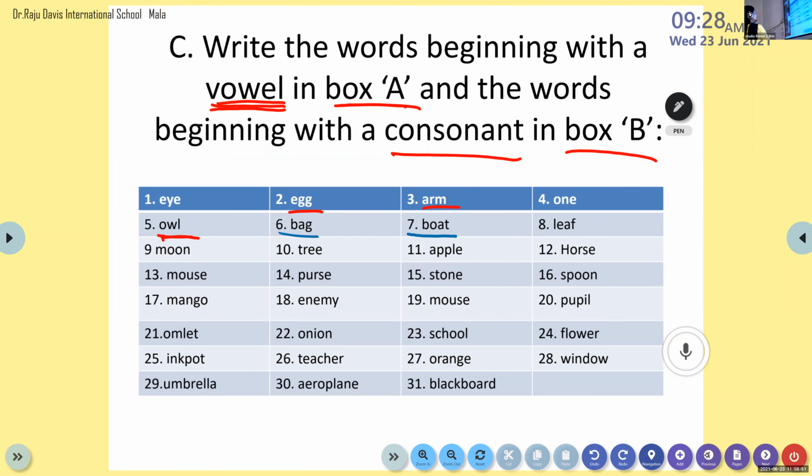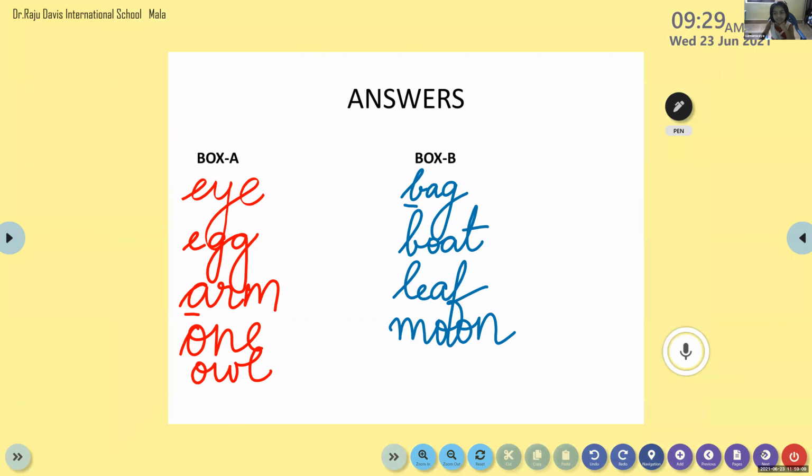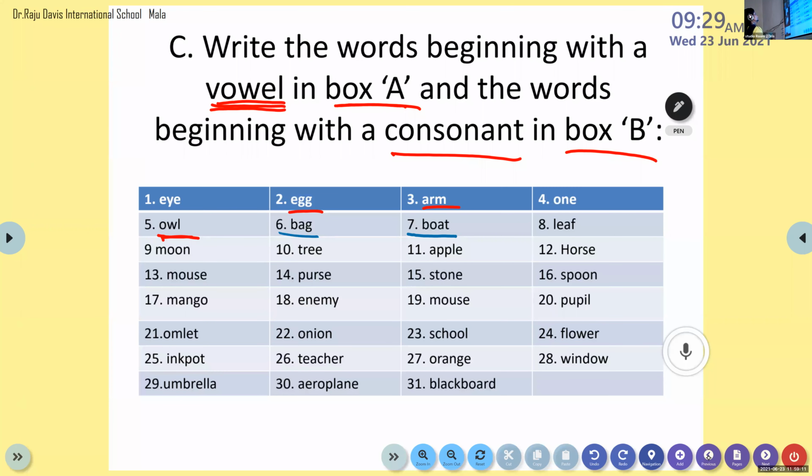Who hasn't got a chance? Yes, Samanvia. Come on, read the next word. We have finished with moon. Now let's move on to the 10th word. Tree. Yes, tree. So where do we have to write? We have to write in box B.